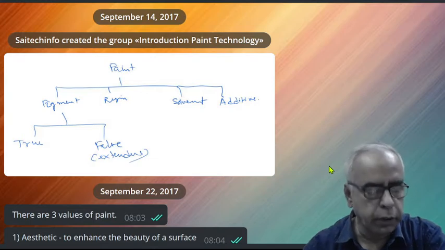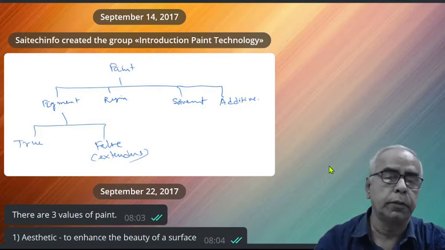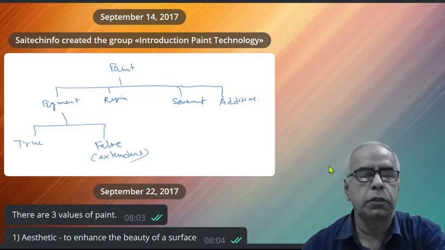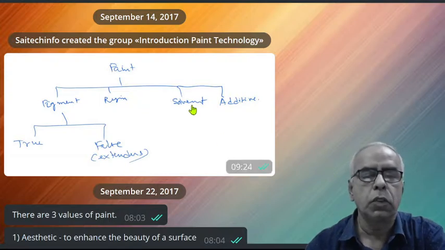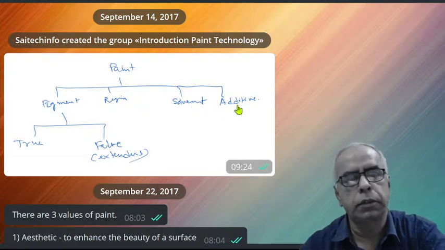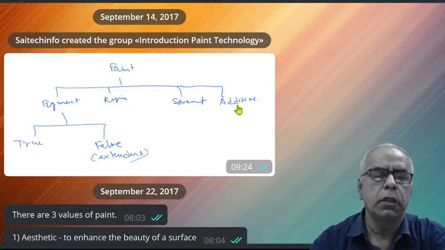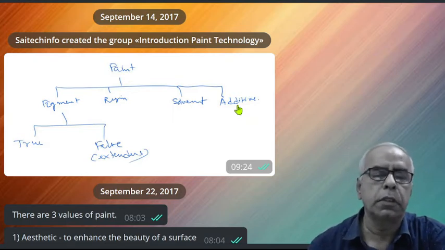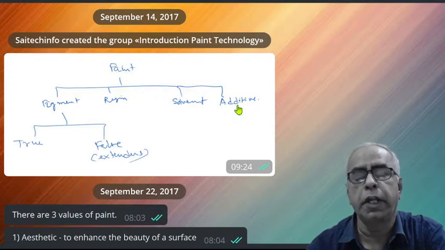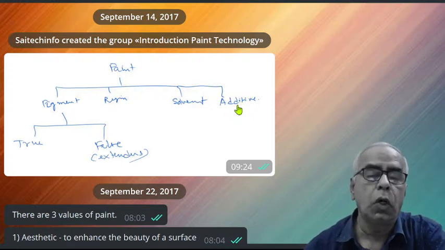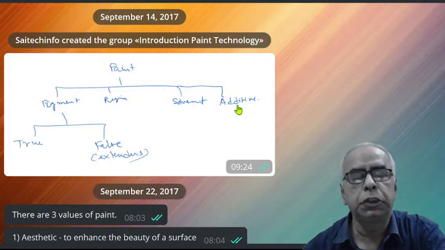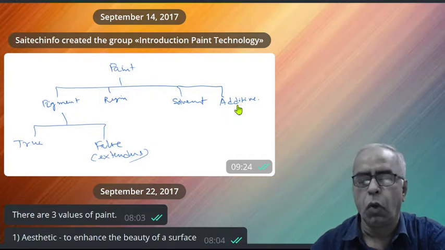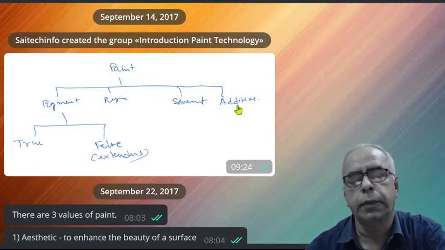And before that, let us try to understand the ingredients of paint. Paint essentially consists of four important ingredients: pigment, resin, solvent, and some additives. Additives are small chemicals added in small quantities to serve certain purposes like enhancing the drying time, improving the adhesion, or providing the water resistance, then to avoid the skinning of paints, etc.